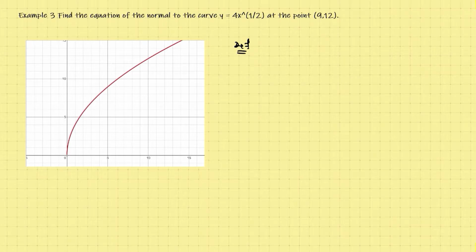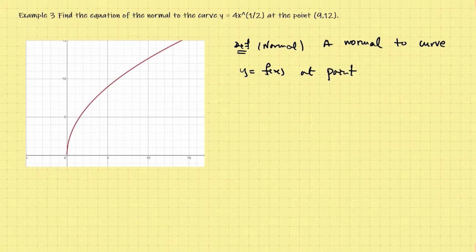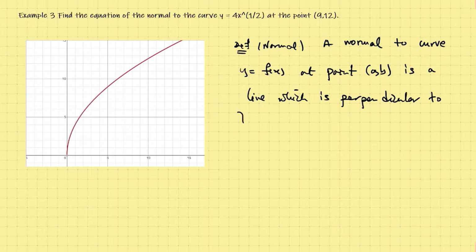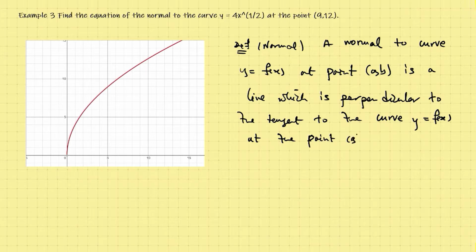Definition: normal. A normal to a curve y equals f of x at a point (a, b), say, is a line which is perpendicular to the tangent to the curve y equals f of x at the point (a, b). So it's probably better to see this graphically.